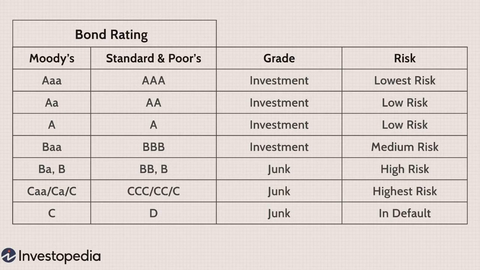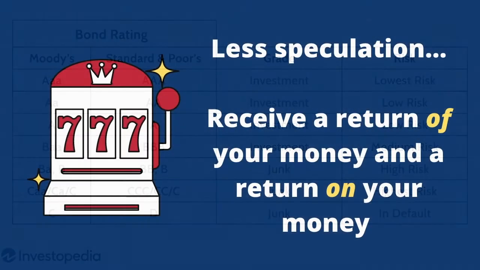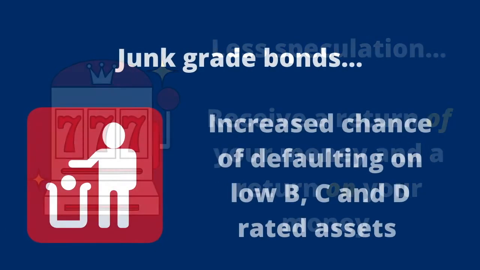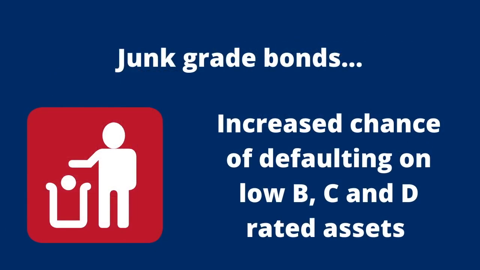If we look at the chart taken from Investopedia, we can see the stronger rated bonds, AAA down to high B rated bonds, are called investment grade bonds. This translates to the bond being less speculative in terms of investors seeing a safer return of their money and a return on their money. Whereas junk grade bonds are those mid-rated B bonds down to C and D rated, showing a higher risk of the bond issuer defaulting as we move down the chart.